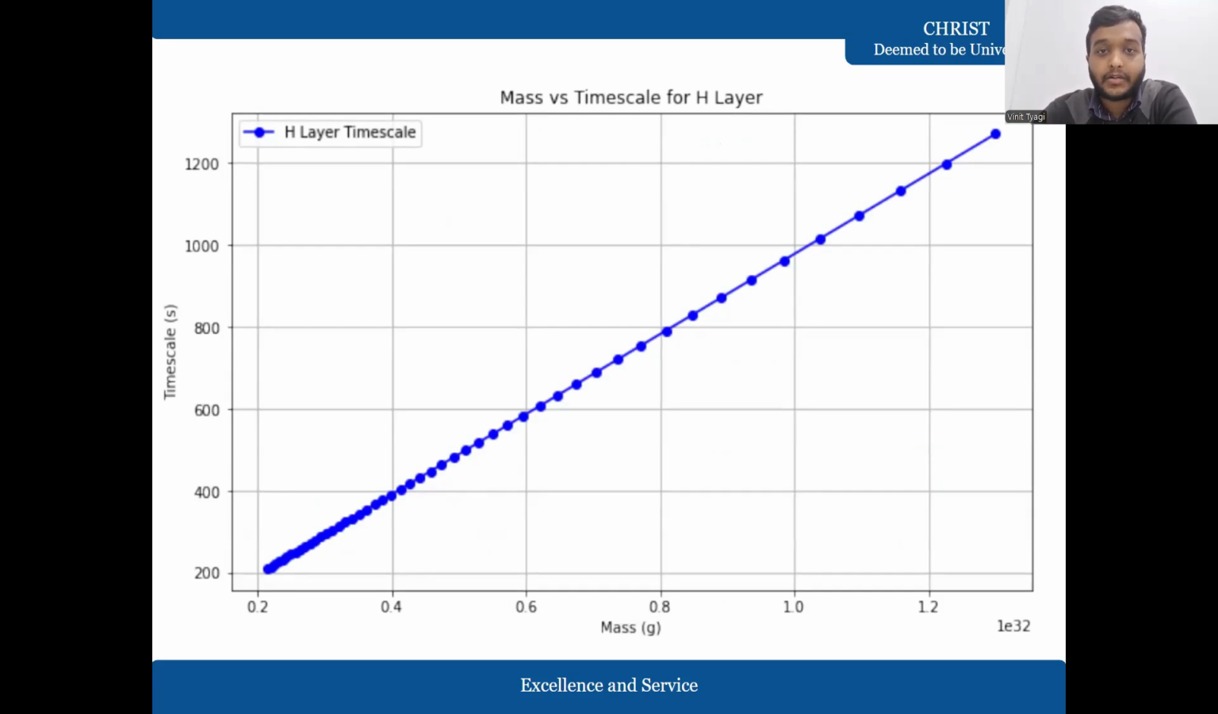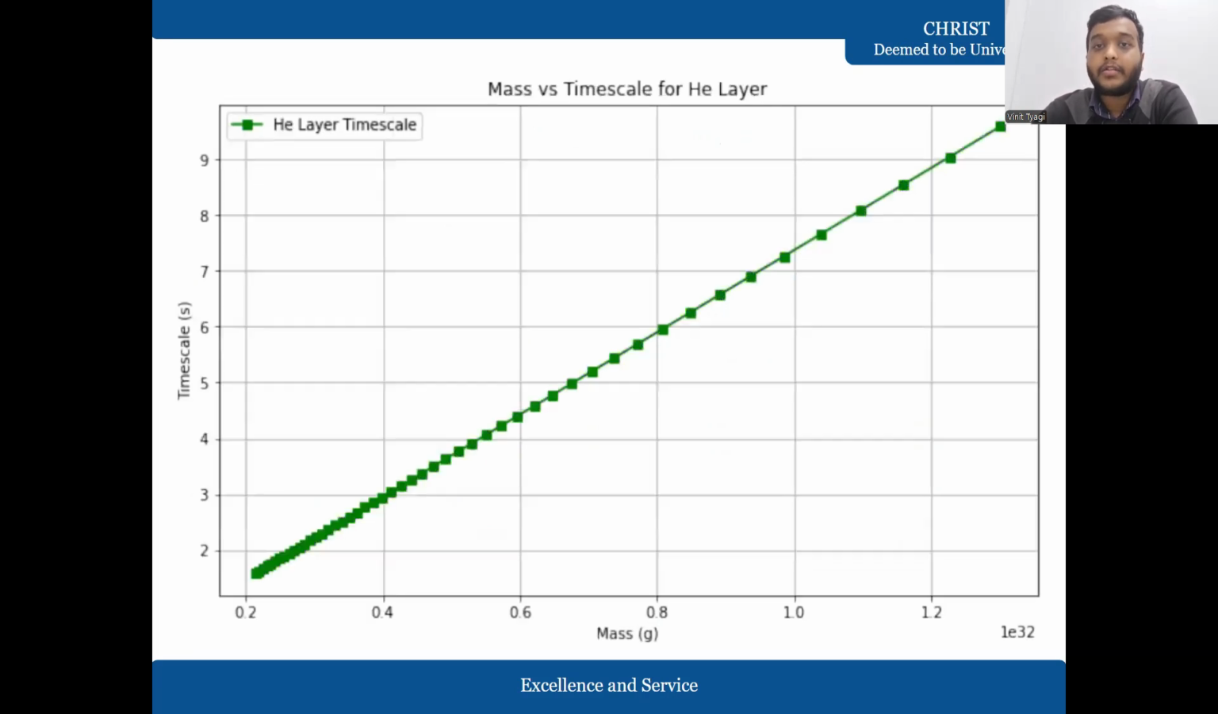And the time scale for the H layer is from 200 seconds to 1200 seconds, and for the helium layer it will start from around 1 second to 9 seconds. So what we'll do next is match it with the observational evidence which we have found and see if we can solve the gigaelectron volt excess as well.